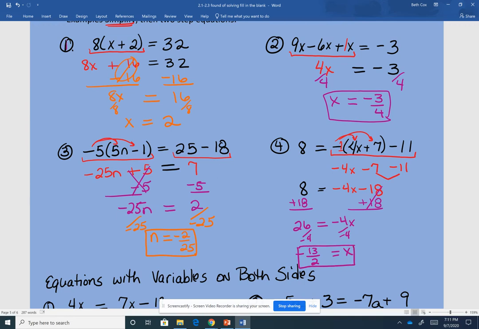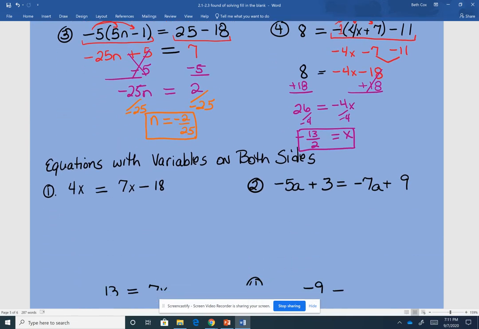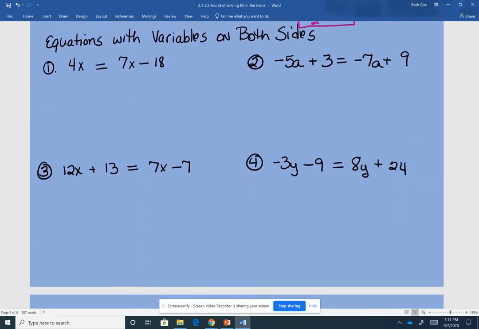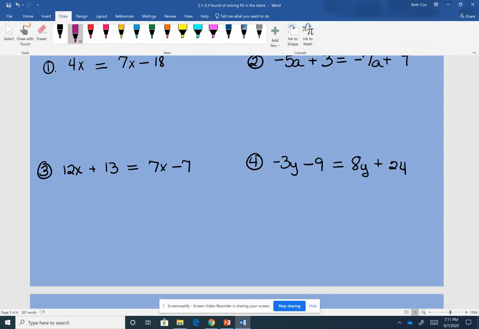And reduce by 2, it's negative 13 over 2. Okay, all right, so now we're going to get a little bit harder. This time we have equations with variables on both sides. Equations with variables on both sides. Okay, so the first thing you want to do is you want to get the variables on the same side. Now this may not be what you're normally doing, okay? So you may do it differently, but I challenge you, try it my way.